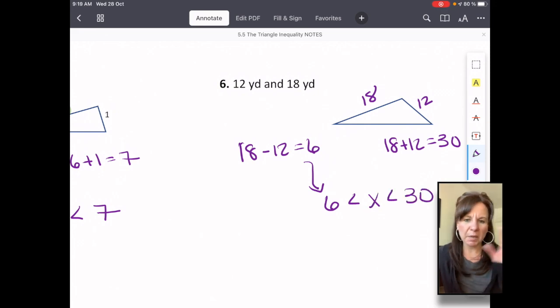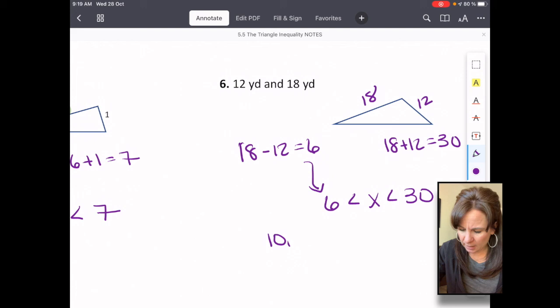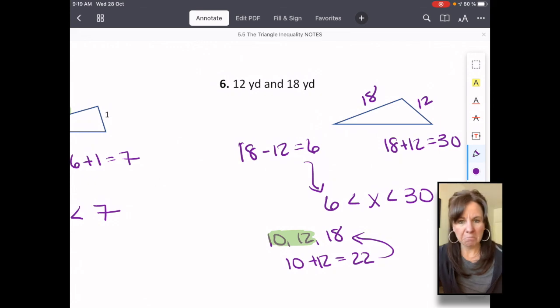Let's check it. We'll just pick something between 6 and 30 and see if it works, like 10. So 10, 12, and 18. We'll take the two smaller ones, add them together. 10 plus 12 equals 22, which is greater than 18, so we're good to go.